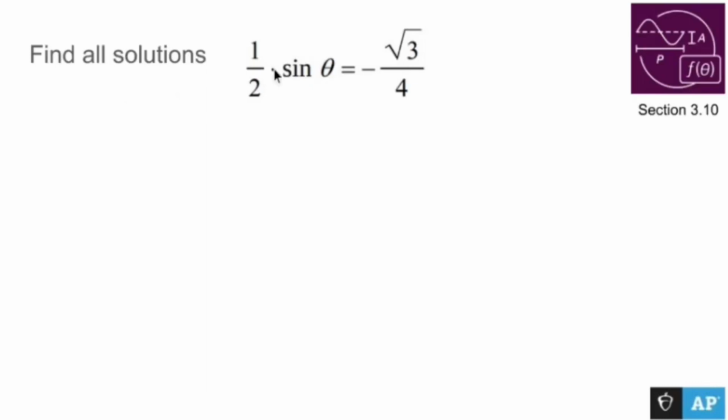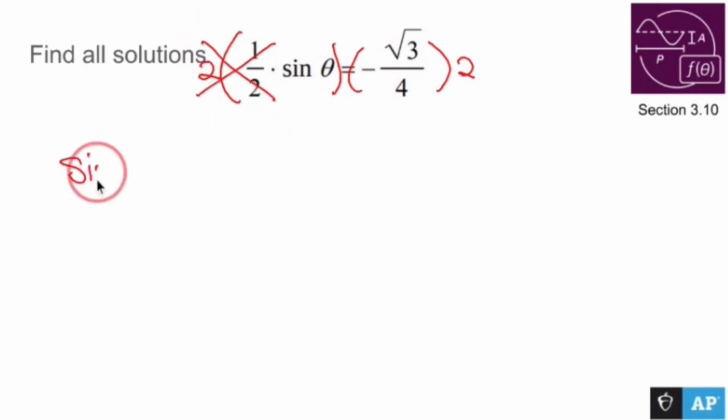Find all solutions: 1/2 times sine theta equals negative root 3 over 4. Now I have to get theta all by itself, so let's start out by getting rid of that half and multiply both sides by 2. That crosses out. Sine theta equals 2 over 4, which simplifies to 1 over 2, so this ends up being negative root 3 over 2.